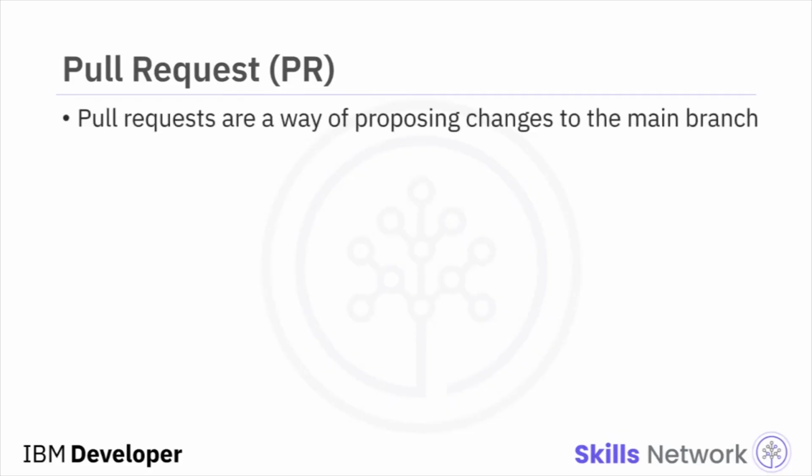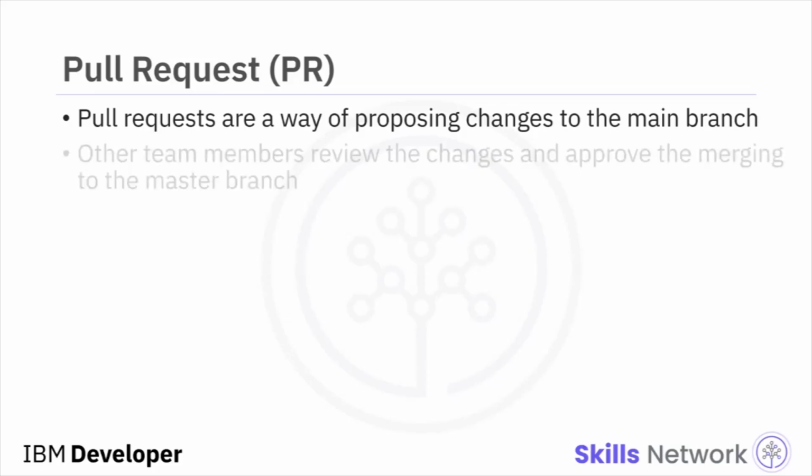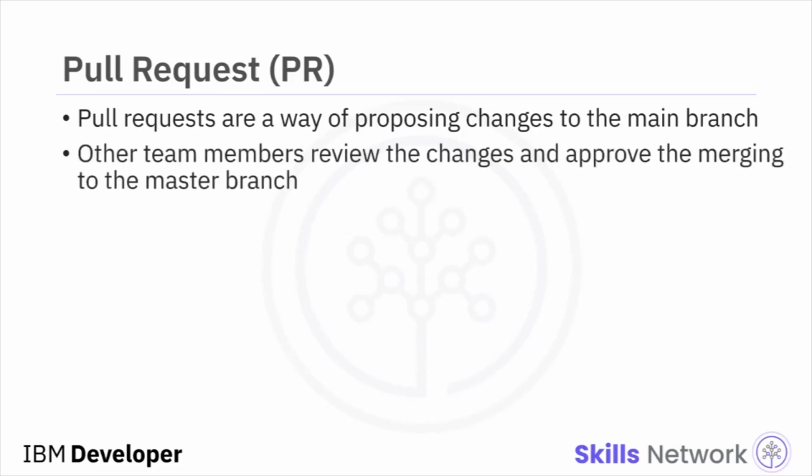You can merge the changes in the child branch to reflect the master branch by creating a pull request or PR. Pull requests show the differences in the content from both branches, and it can notify other team members of the changes and edits to the main branch. Ideally, another team member reviews the changes and approves them to be merged with the master branch.